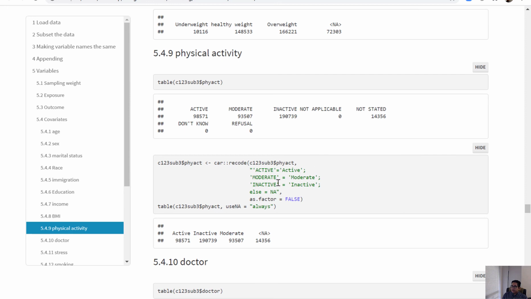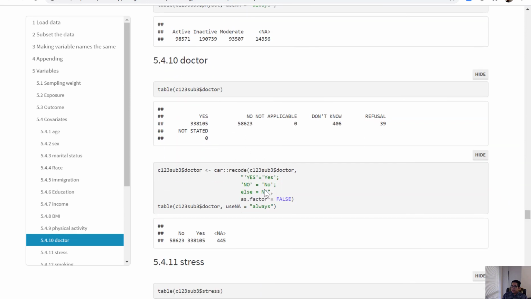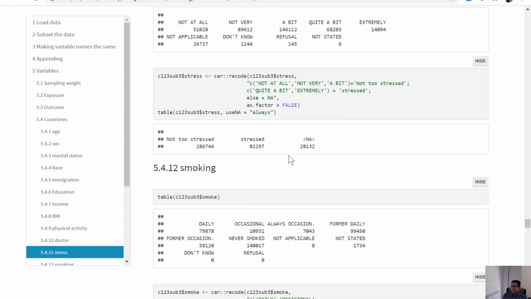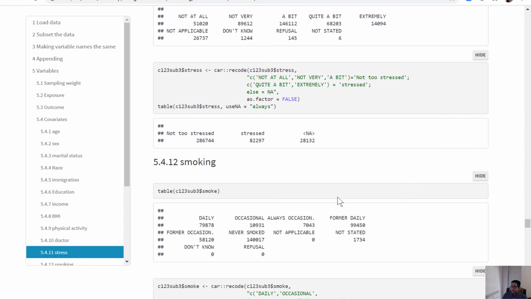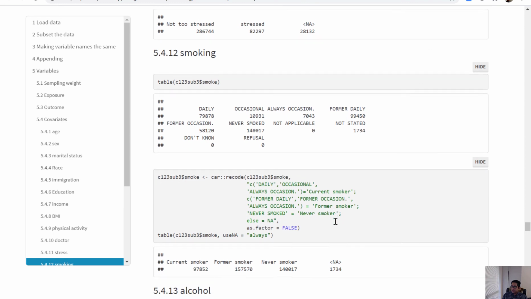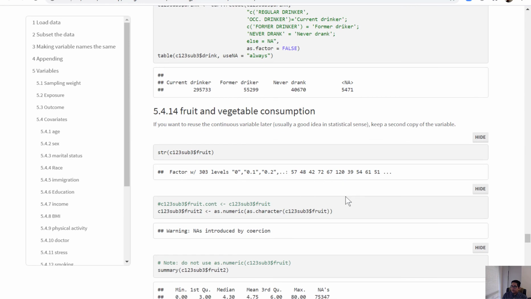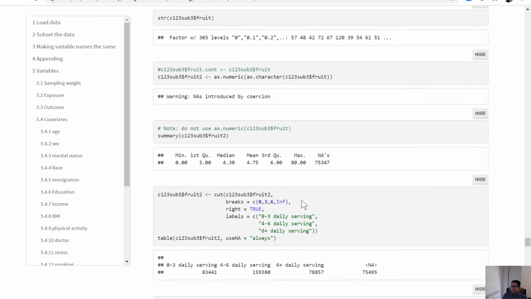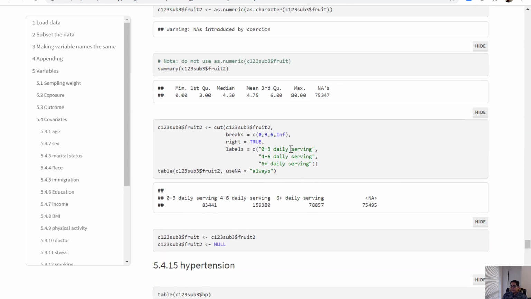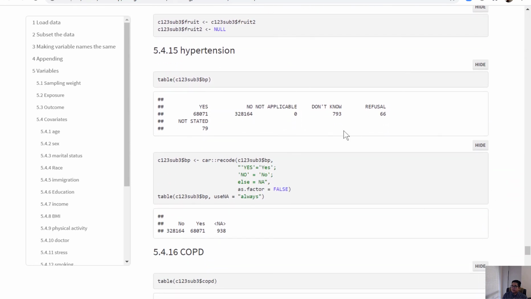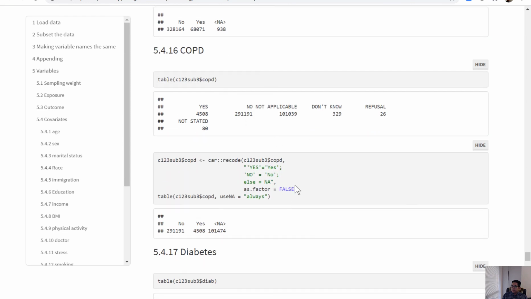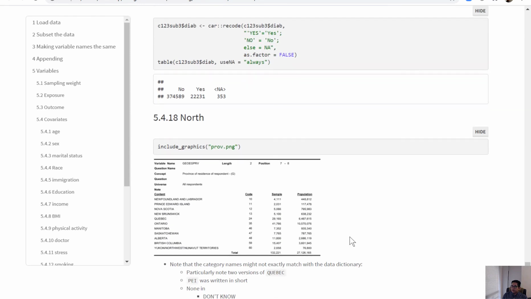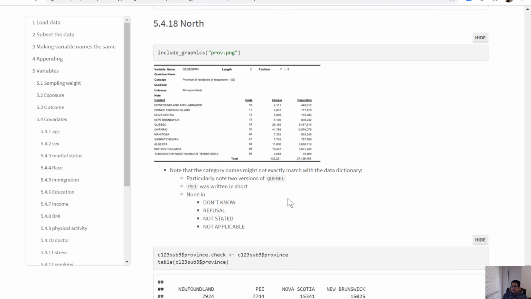So physical activity, I again recode them. Whether they had access to a doctor, I recode them. Whether they had stress, I recode them, to not too stressed. Smoking, there are many categories, I recode them. Alcohol, I recode them. Fruit and vegetable consumption is again a continuous variable, and for the purposes of interpretation I am making it categorical, which is again not the best idea in the statistical sense. Hypertension, I recode them. COPD, I recode them. Diabetes, I recode them, yes or no. North and south: which provinces are in the north and which provinces are in the south.